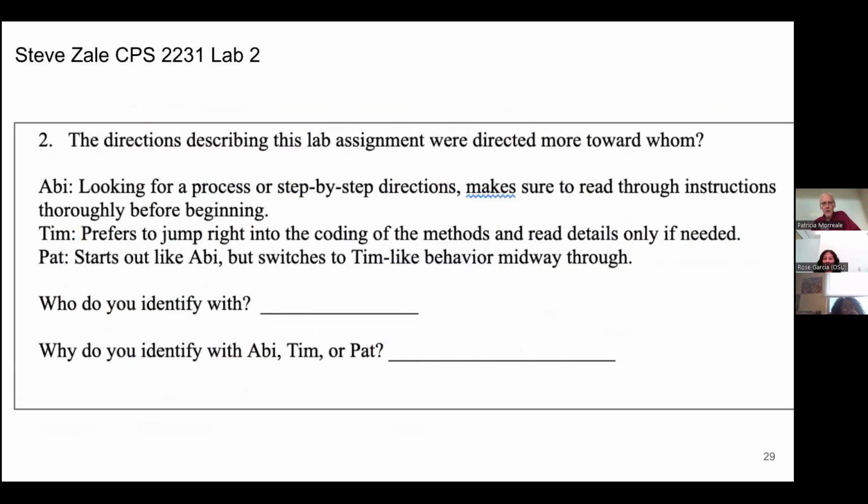Just go through a couple for number two. So number two, my question was the directions describing this lab assignment were directed more toward whom? So this person, and I gave the description of the three personas, and this person said, Abby, why? I will go through my notes and old worksheets from CPS 1231, which is our first Java programming class. If all else fails, YouTube.